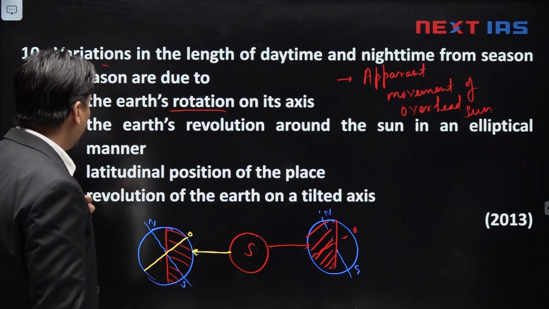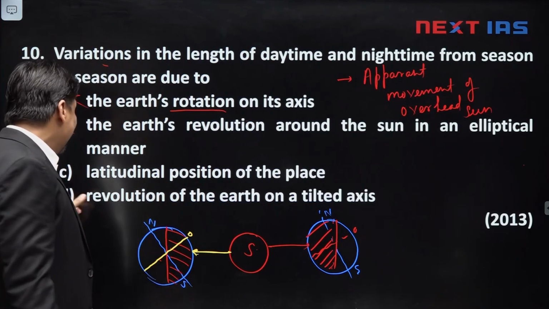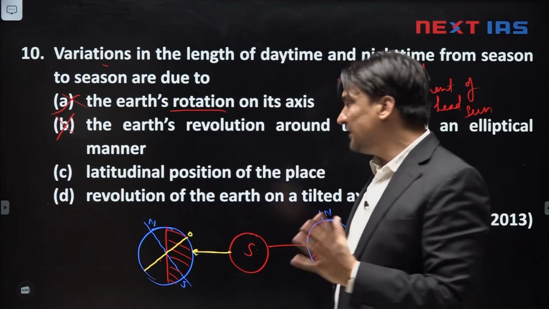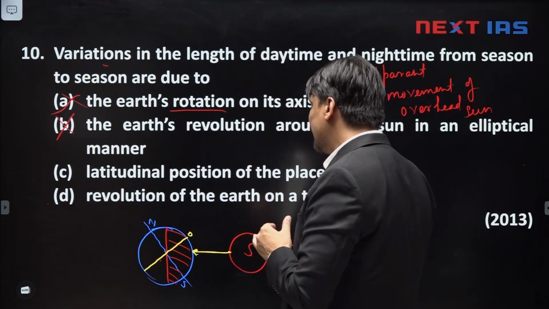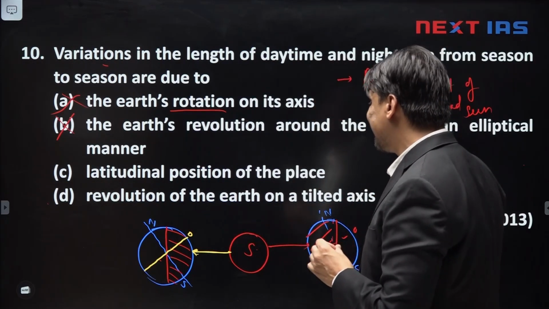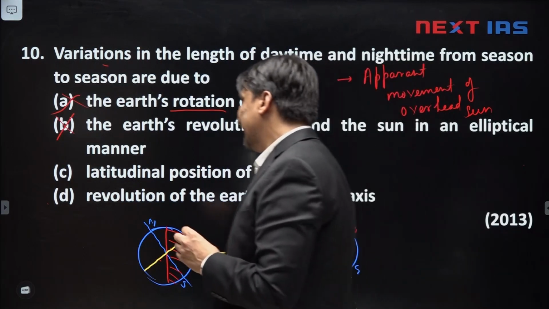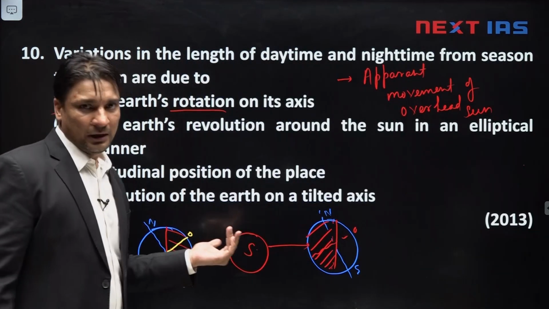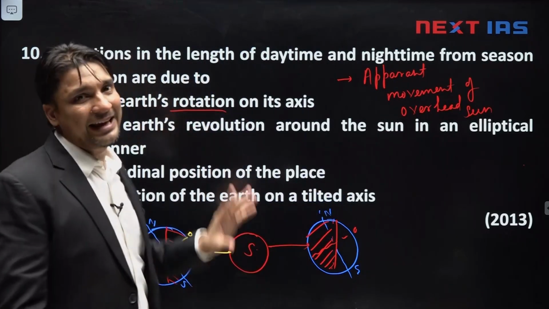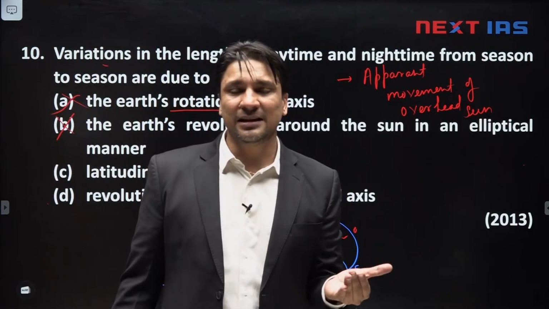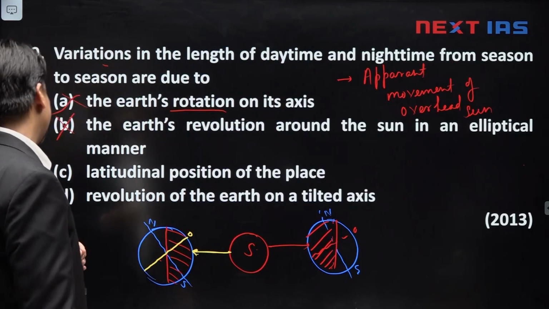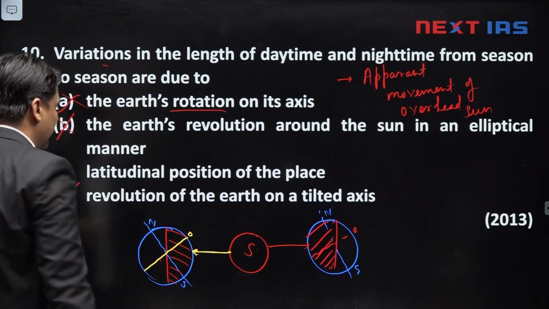Latitudinal position of the place. No. D, revolution of the Earth on a tilted axis. So length of day and night changes due to revolution of Earth on its tilted axis. Okay. Latitudinal position although also determines the length of day and night, but here they are talking about seasonal variation. Okay, and this seasonal variation is because of Earth's revolution on which axis? Tilted axis. So D is the correct statement for this question.